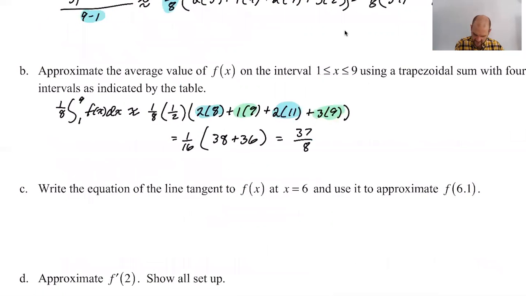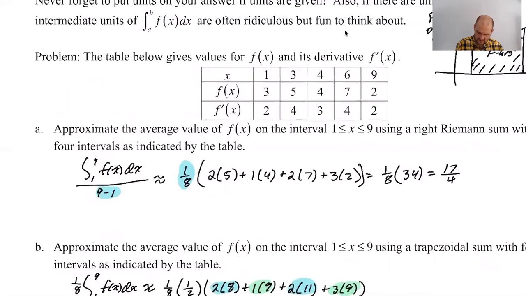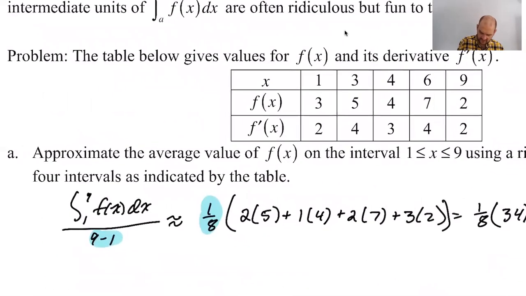Okay, write the equation of the tangent line at 6, use it to approximate f of 6.1. So I need to know what f of 6 is and f prime of 6. I'm just going to jot them down here. f of 6 you can read in the table is 7. f prime of 6 you can read in the table is 4.